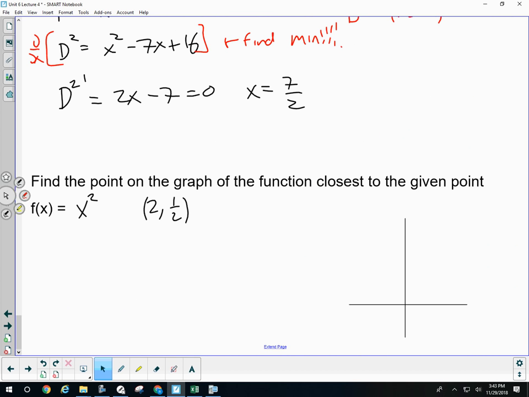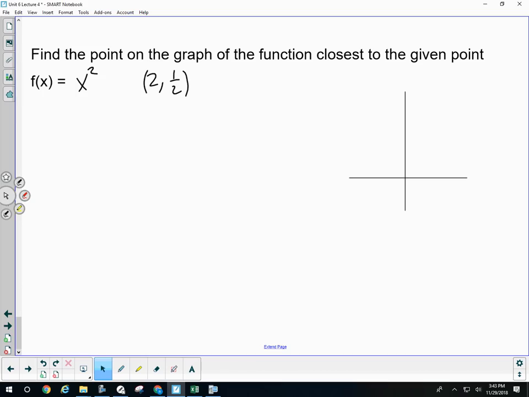Your turn. We have the graph x squared. We have a point 2.5, which is definitely not on the graph of x squared. I want to know which point on the graph of x squared is the closest to the point 2.5.